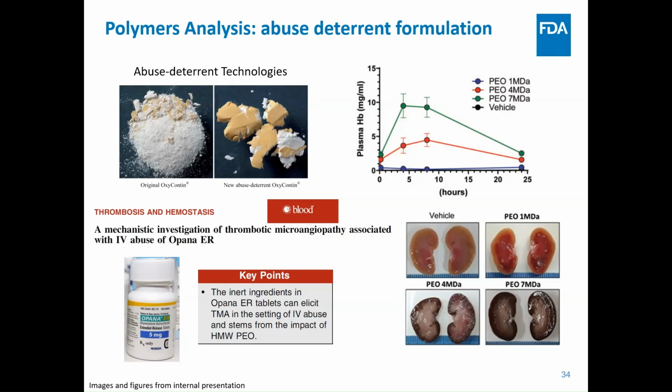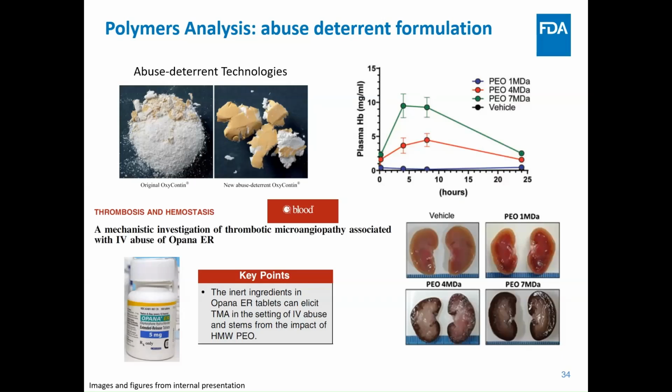But the post-marketing data has shown there's a safety concern associated with this technology. For example, Opana was once reformulated with a crush-resistant inner ingredient, but data show that there's a shift in the abuse route from nasal to intravenous injection after the reformulation. And this shift in the abuse route was accompanied by a sudden increase in thrombotic microangiopathy. So it's potentially a fatal blood disorder. And the study has shown that the high molecular weight PEO polymer is the possible cause of this TMA.